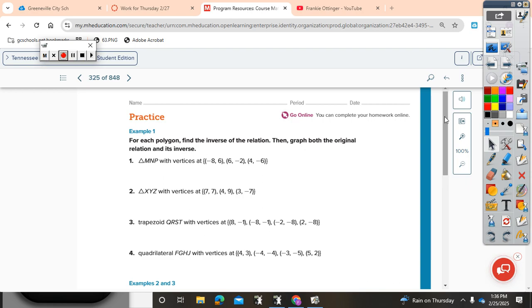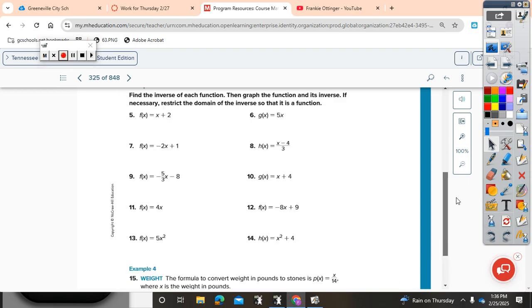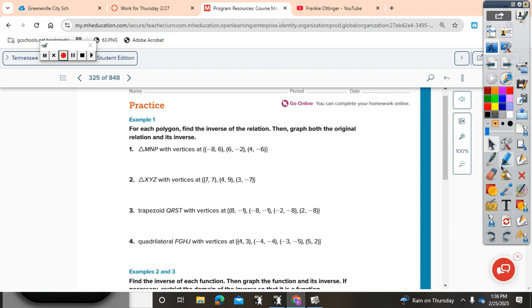Alright, if we just jump right to it, on page 305, your homework section, the first couple problems are just super simple. How do you find the inverse of -8,6? That's going to be 6, -8. And like I said, you should just get this one. This will be -2,6. Like I said, it's kind of stupid easy. All you have to do is swap the domain and range, and you have found the inverse. So 1 through 4 should be super simple.